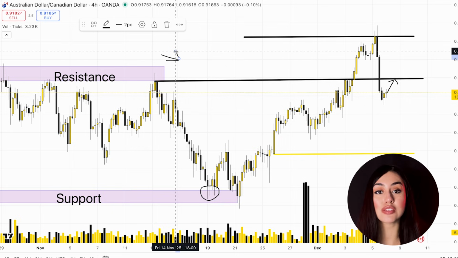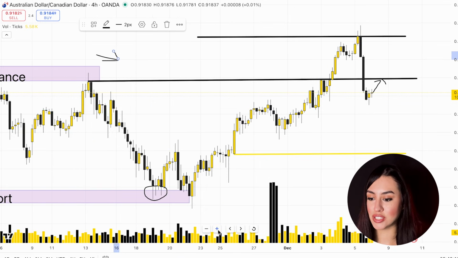because I already have identified that this is where sellers like to step in and push to the downside. So I would wait for a reaction right there. So that is a support bounce continuation trade. And this type of setup is perfect for passing funded challenges.